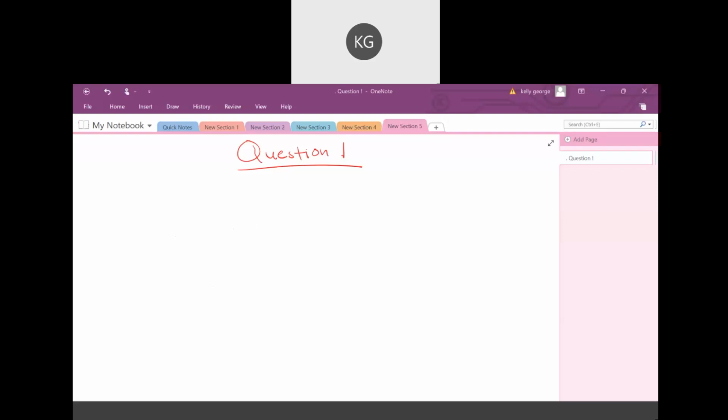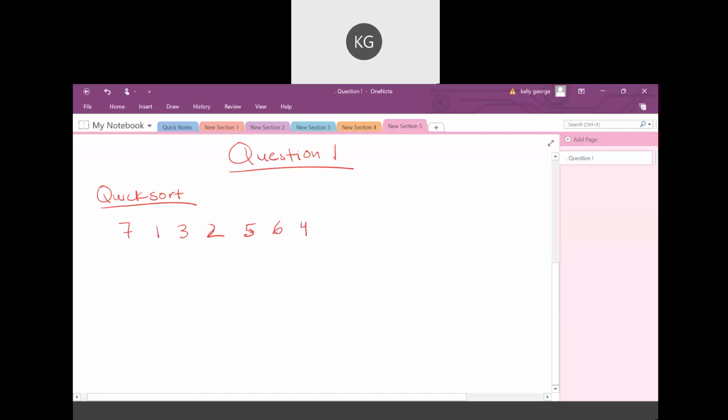So I'm going to be going over question 1. For question 1, we're going to be looking at Quicksort. You can partially sort an array of numbers. So let's say we have an array of 7, 1, 3, 2, 5, 6, and 4. And let's also keep note of the index.